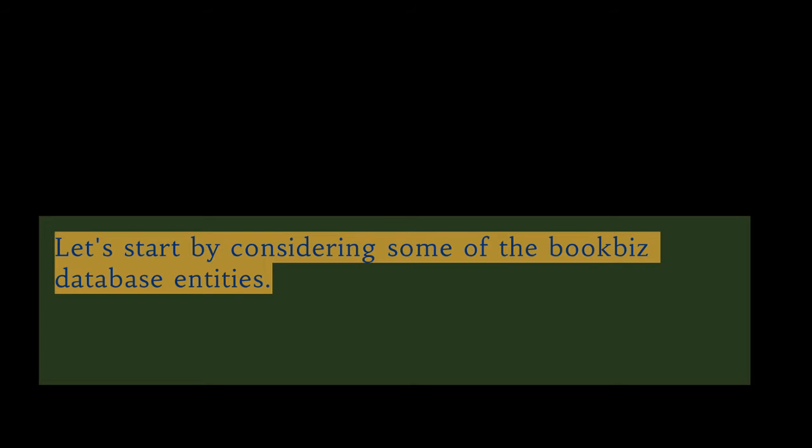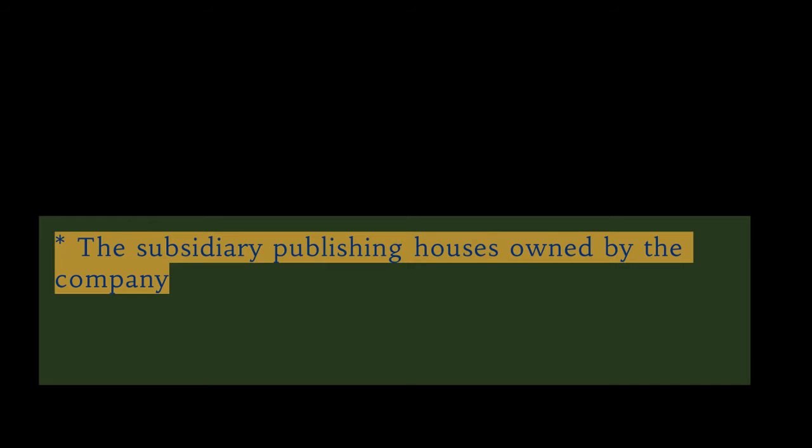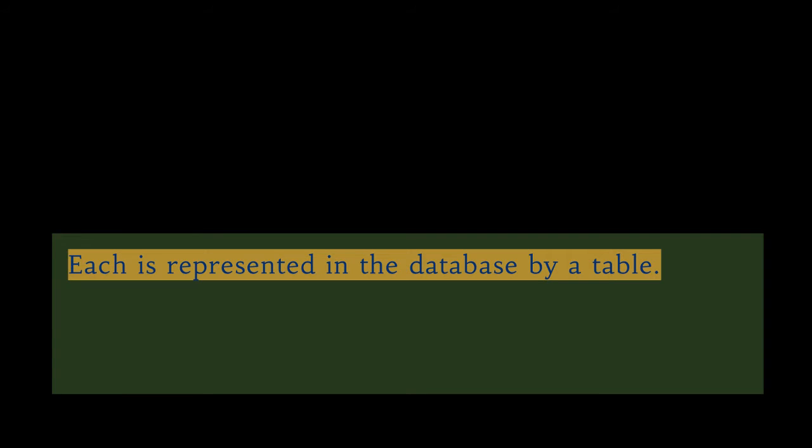Let's start by considering some of the BookBiz database entities. If we ignore for the moment most of the financial information that BookBiz tracks, a preliminary list of entities might look like this: the authors who have written books published by the company, the books themselves, the editors working for the company, the subsidiary publishing houses owned by the company. Each item in this list is an entity with an independent existence in the world under consideration, that is, the world of the BookBiz database. Each is represented in the database by a table.